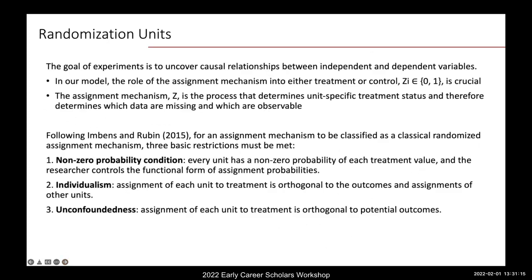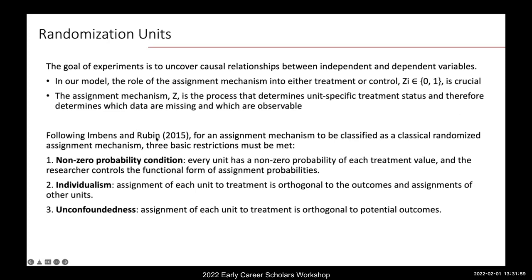The goal of experiments is to uncover causal relationships between independent and dependent variables. In our model, the role of the assignment mechanism into either treatment or control, which can be given by this parameter z here, is going to be crucial. So we have to think very carefully about what assignment mechanism we actually apply and why we do that. The assignment mechanism z is the process that determines unit-specific treatment status, and therefore it's going to determine which data are missing and which are observable.